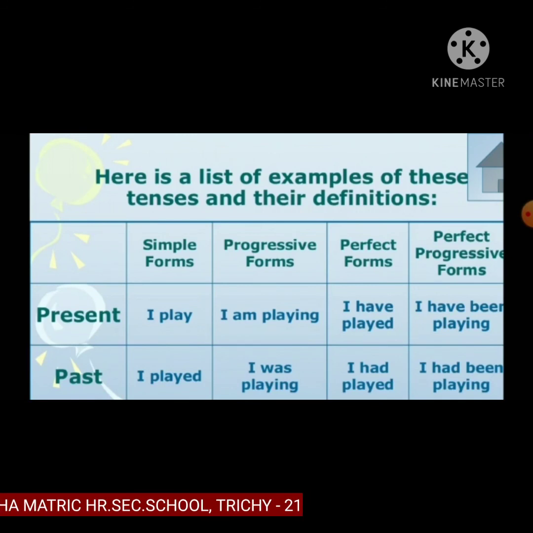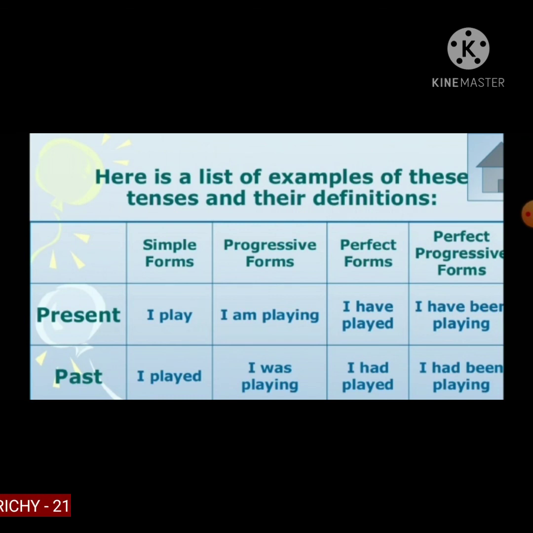Here is a list of examples of these tenses and their definitions. Present, past: simple forms, progressive forms, and perfect progressive forms. Simple form: I play. Progressive form: I am playing, that is present continuous. Perfect form: I have played, present perfect. Perfect progressive form: I have been playing, present perfect continuous. Past: I played, I was playing, I had played, past perfect, I had been playing, past perfect continuous. Okay, I hope you all understood these tense forms, rules and regulations.